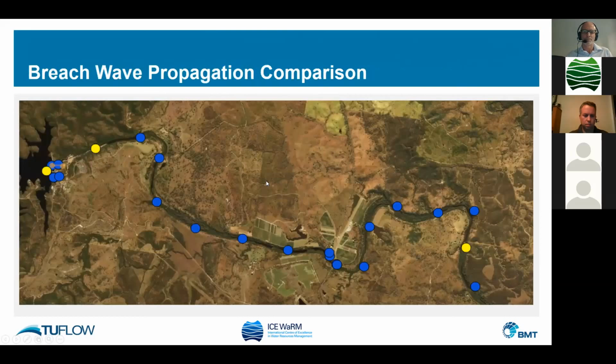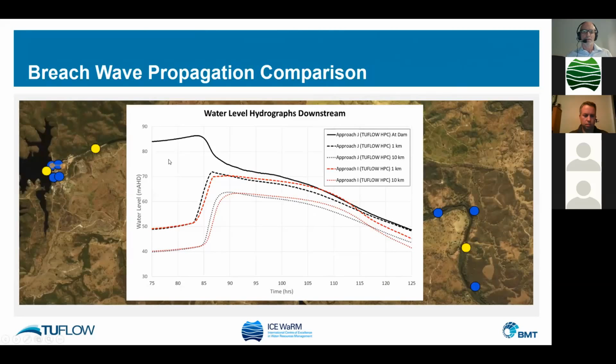Just looking at some comparisons downstream, you can see the dam there on your left, and we have a couple of those two yellow dots. We'll just have a look at the hydrographs that came out of the modelling. So the top black line is inside the dam, from the 2D simulation. The first set of dashed lines is at the top on the left there, and the second on the right. So you can see both approaches aren't giving an overly different peak water level. And importantly for dam breach modeling, the arrival time is different, but it's not demonstrably different.